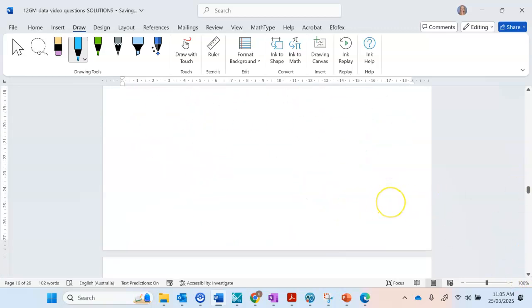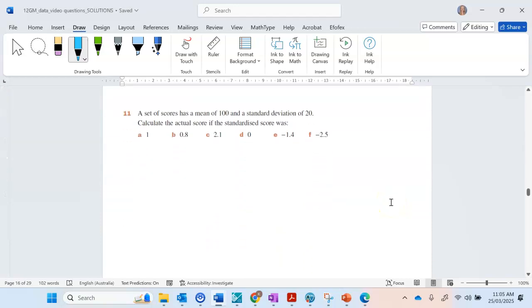There we go. All right, a set of scores has a mean of 100 and a standard deviation of 20. Calculate the actual score if the standardized score was.